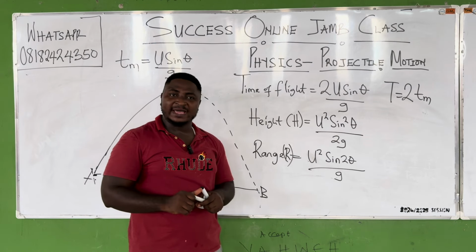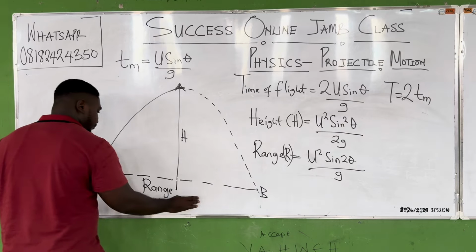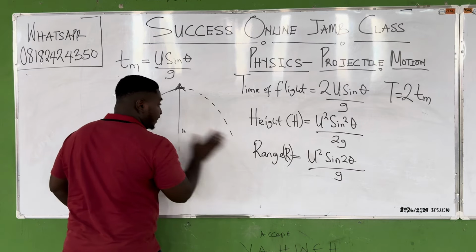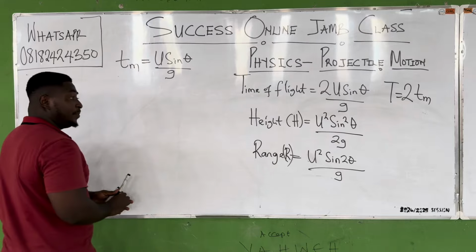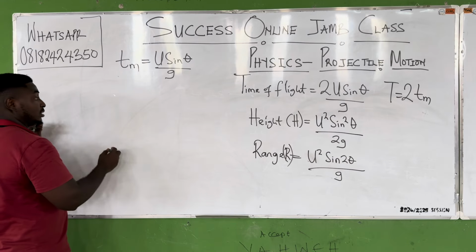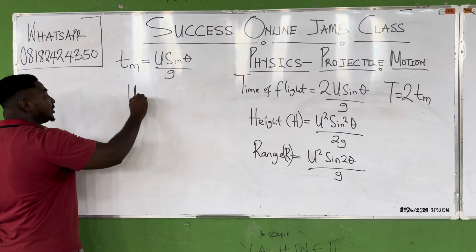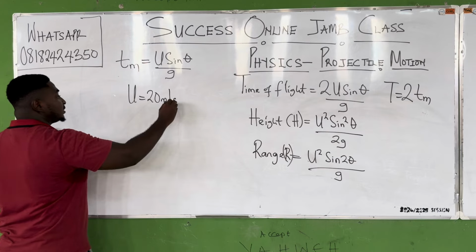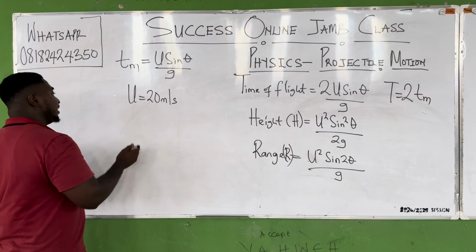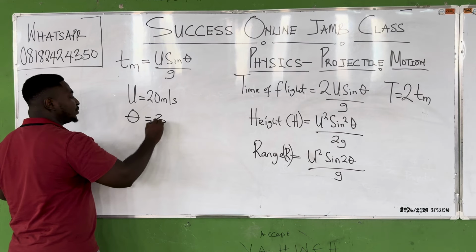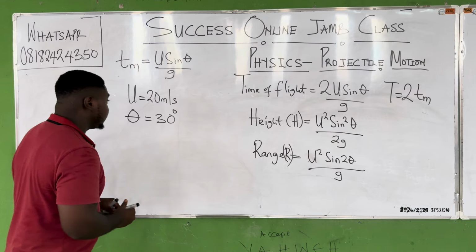Let us take one key question before I end today's video. So let's take this question down. A body undergoing projectile motion is projected at a speed of 20 meters per second at an angle of 30 degrees to the horizontal.